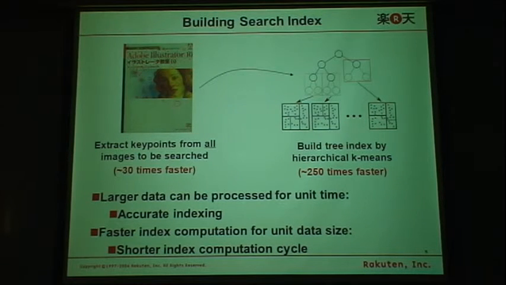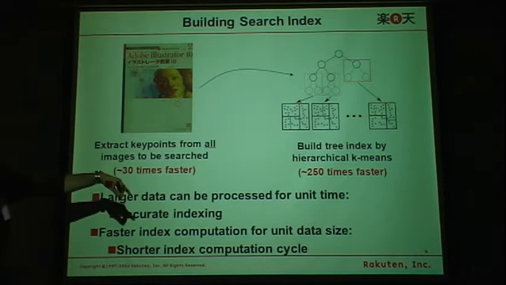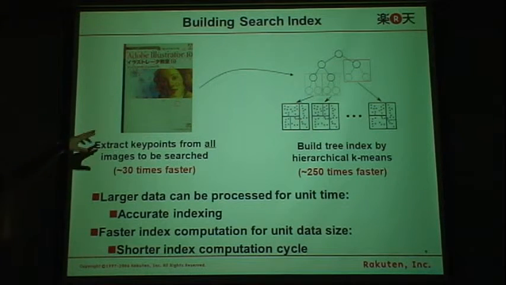Here is some more detail. We have to first build the search index. We use local key point descriptors for images. We extract these local key points from images in databases, and all key points are indexed using hierarchical k-means. These are 3 indexes actually, but together with the index we also use the key point data for search. I'm going to talk about it.